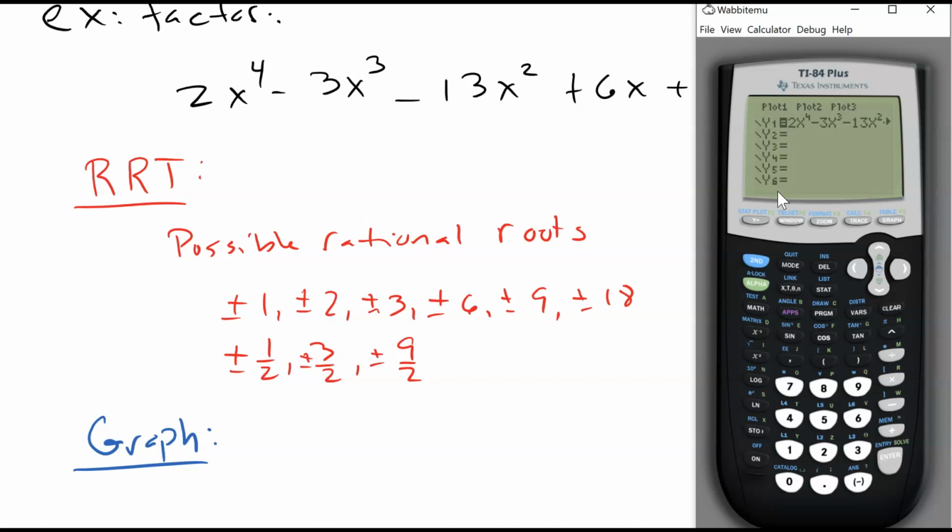Once I have the polynomial typed in, I'm going to press the window button that's right next to y equals and set my window as wide as I need to capture all of my possible rational roots. So the smallest rational root is negative 18, so I'll pick something a little bit smaller than that. And the biggest rational root is positive 18, so I'll pick something a little bit bigger than that. And then I'll hit graph.